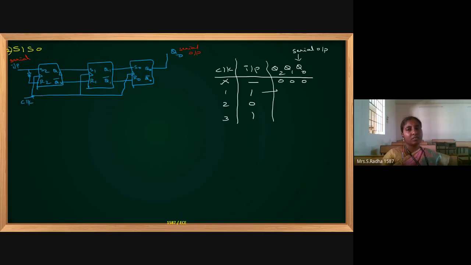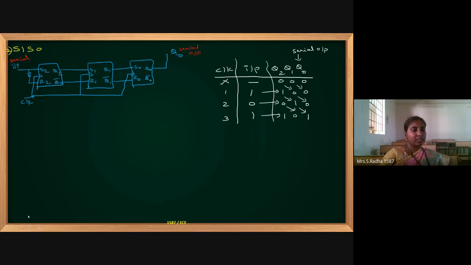After the first clock, this one will go inside. This will be shifted to the other side. This is the output. Let me go with the second pulse. Second clock pulse, this will be shifted. For the third clock pulse, this will go inside.